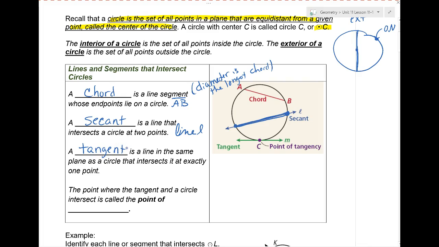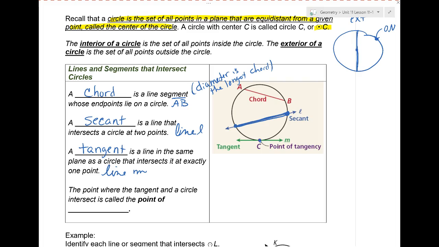A tangent is a line in the same plane as the circle that intersects it at exactly one point. So the key thing, it has to be in the same plane. But like off to the right here, you see that green line. That's going to be line M, a tangent line. Notice it looks like the circle's just resting on it. Or if I drew it somewhere else, it looks like the line is resting on the circle.